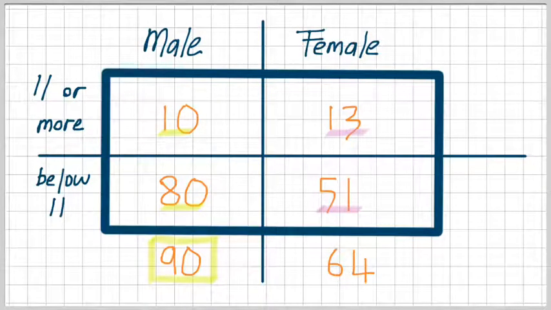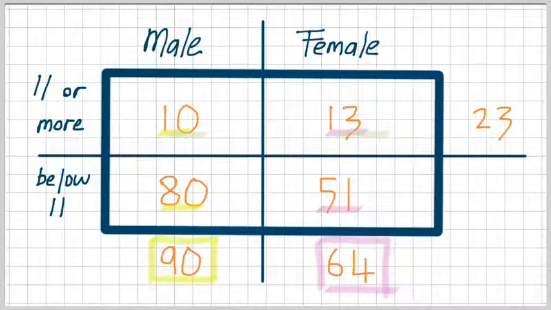Now, please keep in mind that it is a good idea in any sort of exam situation to bring a calculator, just in case the addition that you do in your head is incorrect. So a calculator will help you check your answers. So we've got two totals there, 90 and 64. So 90 males were scored in the scenario, and 64 females.